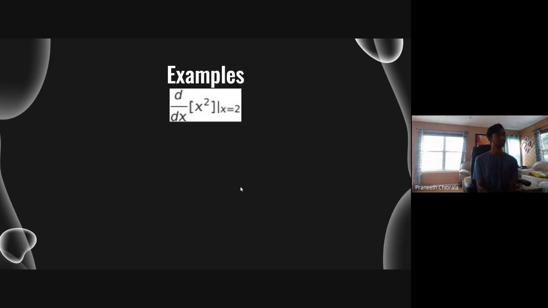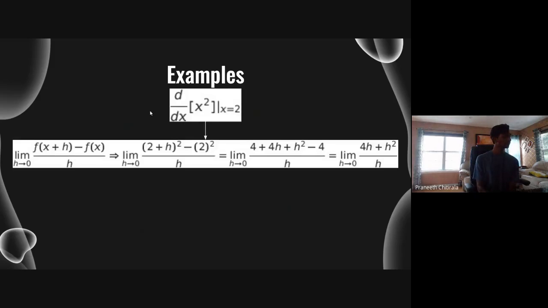Now let's find the slope or the derivative of x squared at x equals 2. This is a little harder to visualize, but we'll work this out. Using the derivative definition, you can substitute x squared for f of x, and we can substitute 2 for x. So you get the limit as h approaches 0 of (2 plus h) squared minus 2 squared, all over h.